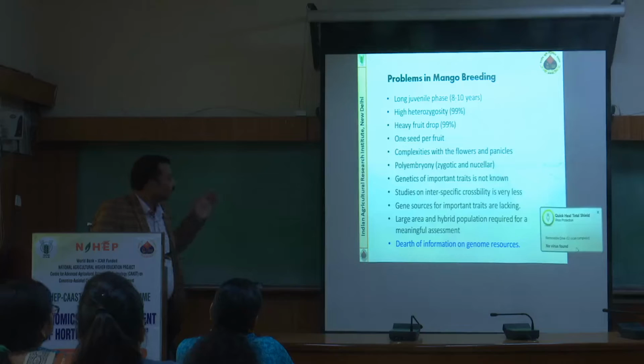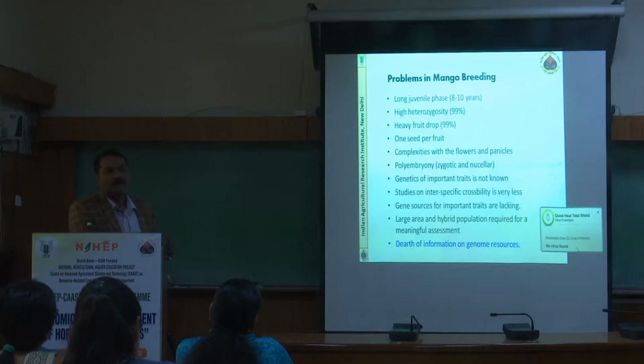Then there are complexities with the flower and panicle; self-incompatibility has been reported. Even with the panicles there is complexity: their orientation, their openness, and the concentration of male flowers and hermaphrodite flowers. All these things make it difficult to go for hybridization or emasculation in mango.